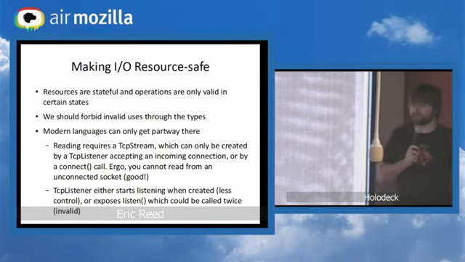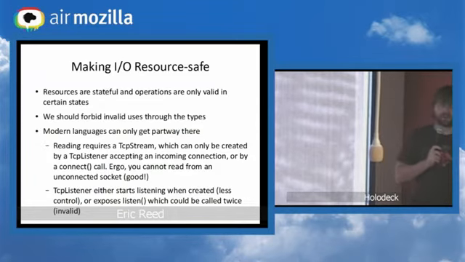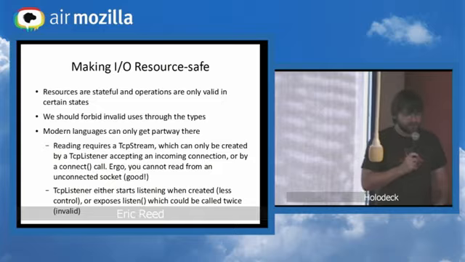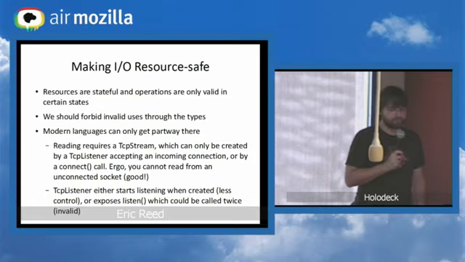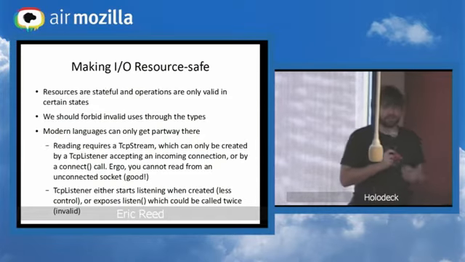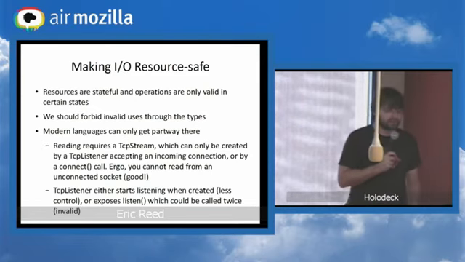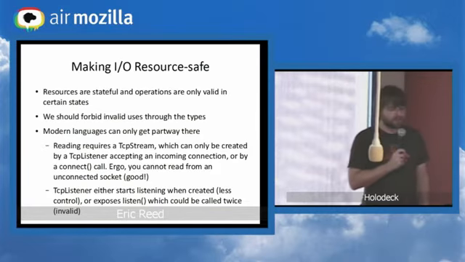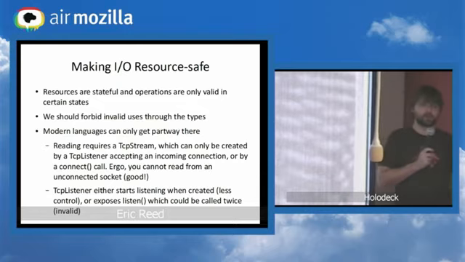And in more modern languages, it's a little bit better, but it's still not perfect. But really, we should forbid all of the invalid uses. It should not even be possible to do something that's wrong. And modern languages can get a little bit of the way there. If you have a TCP stream, which you can read from, you can only get that by accepting an incoming connection from a listener or by successfully making a connect call. So you can't read from an unconnected socket, basically, which is good. Great, okay. But then there's other stuff that it can't do. Like it can't require you to close a socket before you free it.